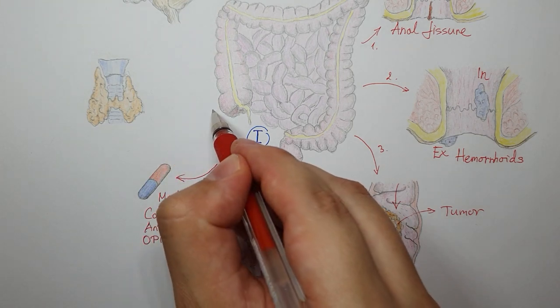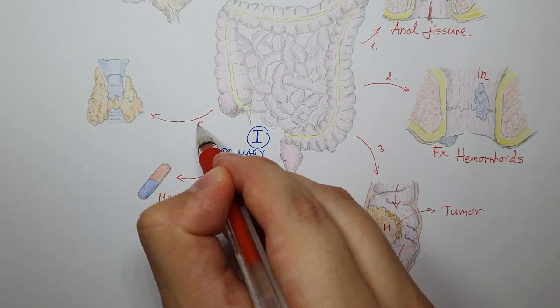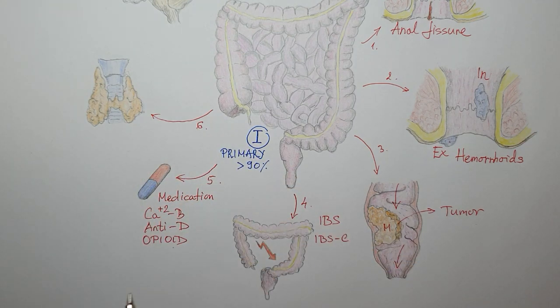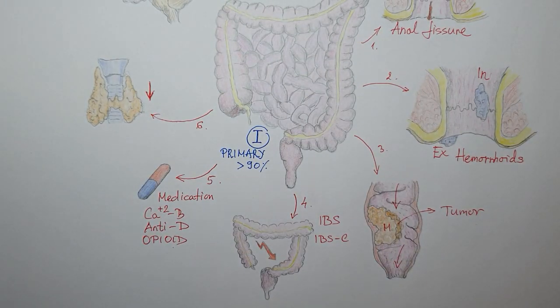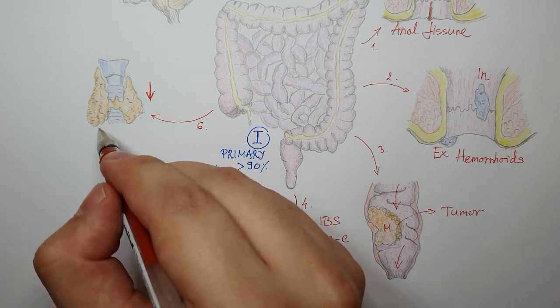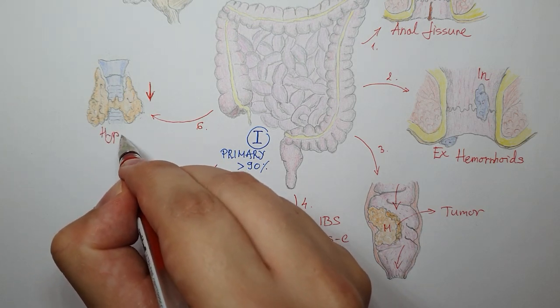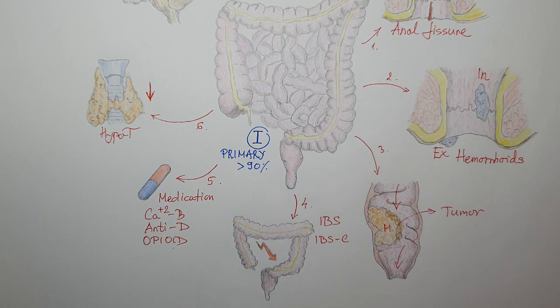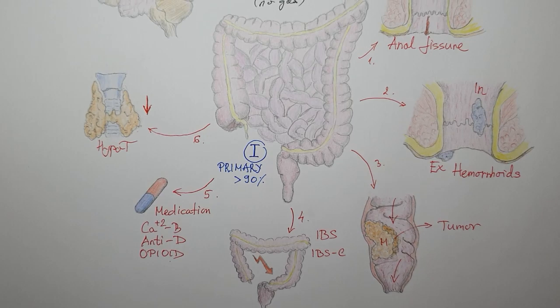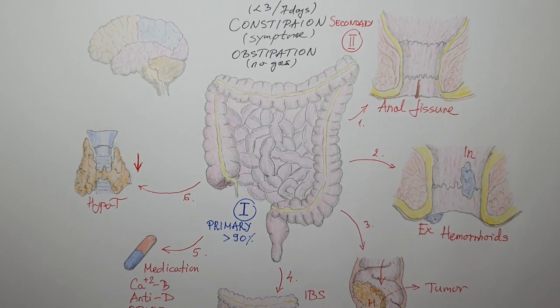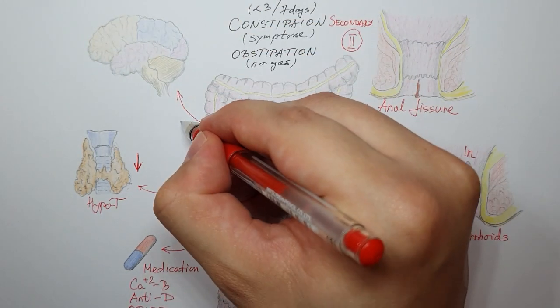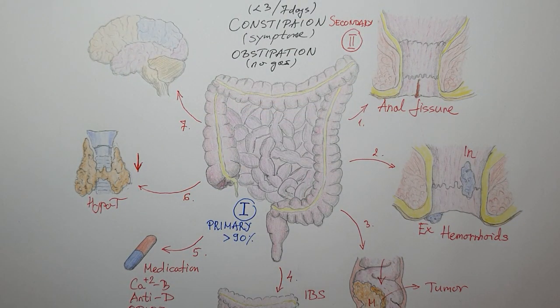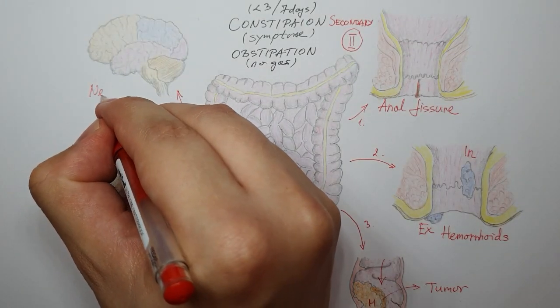Then we have many endocrine problems. I put here the thyroid gland. So the dysfunction where we have the loss of the function of the thyroid gland, hypothyroidism, can also give constipation as one of the symptoms, for example. That is one option. Then we have neurological diseases that often can give problems, and there are many of these diseases.